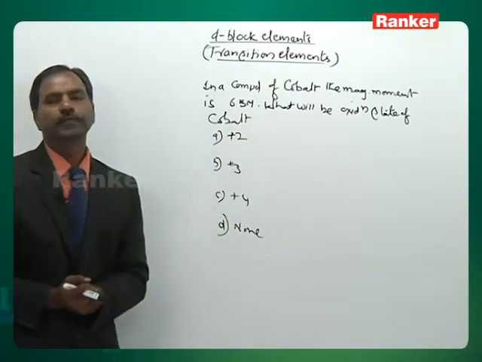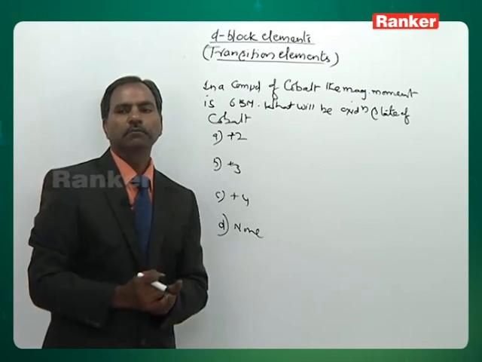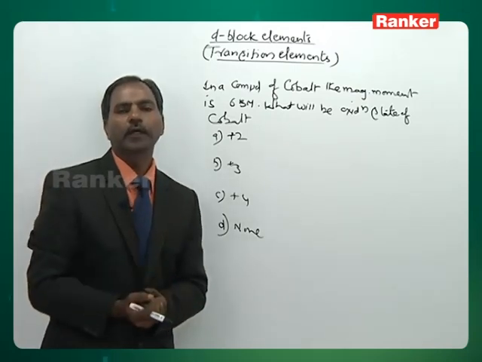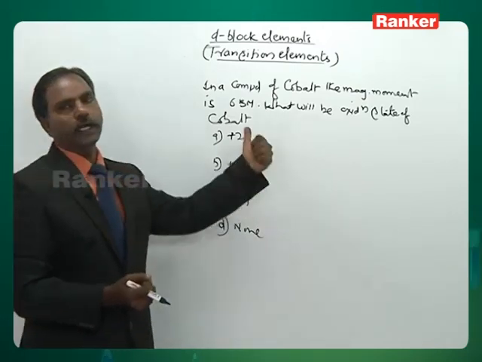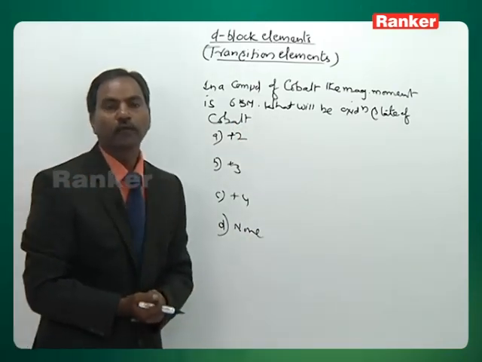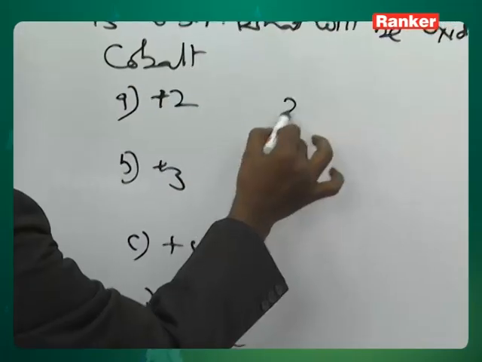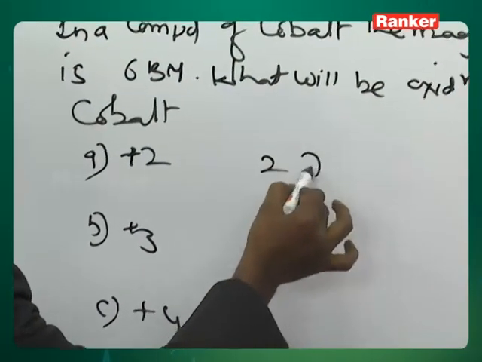6 BM is given. What does 6 BM mean? If it is carrying 5 unpaired electrons, its magnetic moment is 5.9 to 6. You have to check in which oxidation number cobalt is carrying 5 unpaired electrons. Yesterday I explained. Now you can take this particular cobalt, 27.